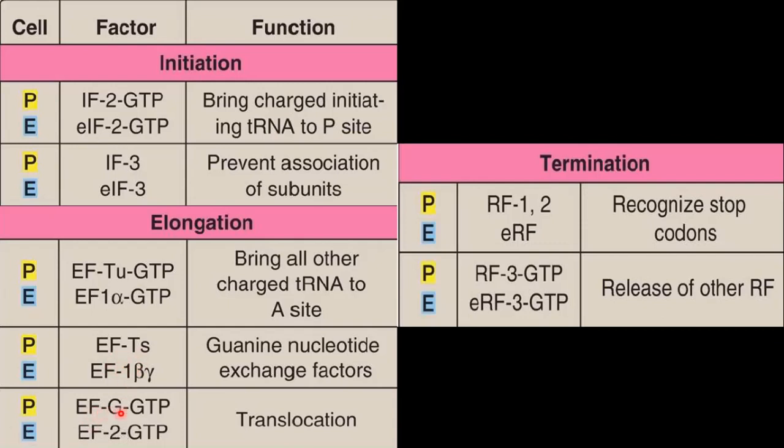Then you have the elongation factor G and the elongation factor 2, which are necessary for translocation, the movement of the small ribosomal subunit at a distance of 1 codon. You require these elongation factors. Then termination. You require release factor 1 and 2, and the eukaryotic release factor to recognize the stop codons. Remember, I said UAA is recognized by both in prokaryotes. Then UAG is recognized by release factor 1, and UGA is recognized by release factor 2. Then you require release factor 3 to release the other release factors.